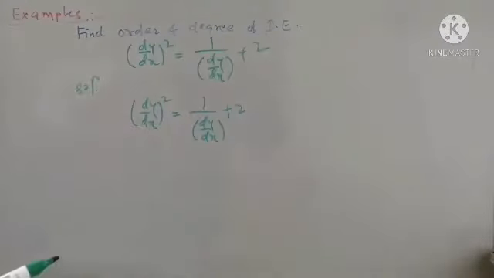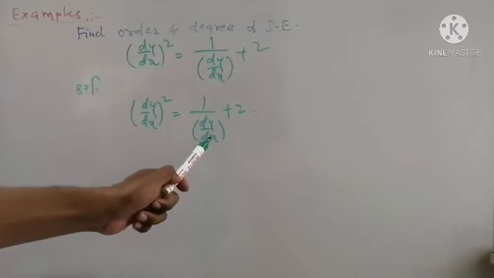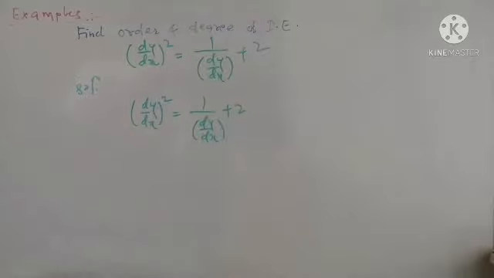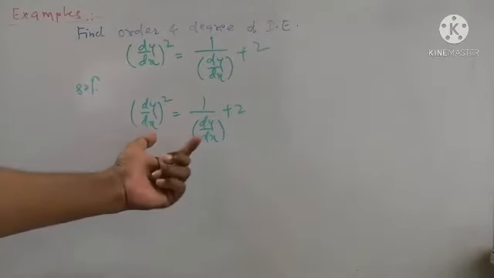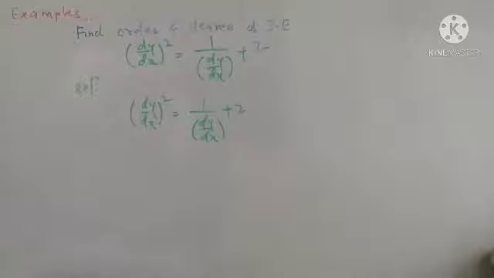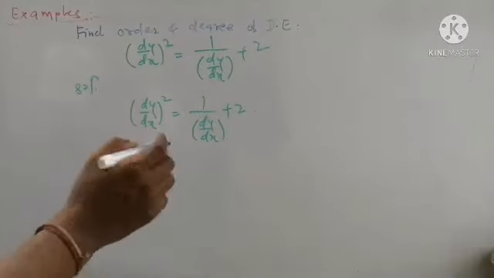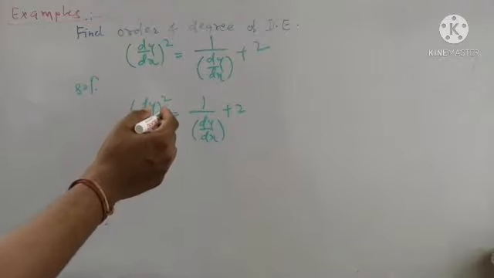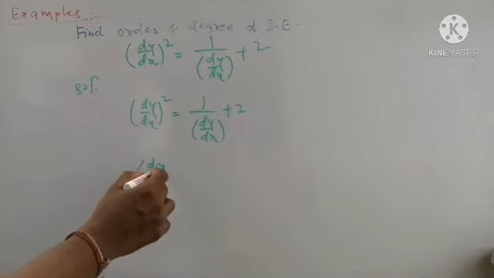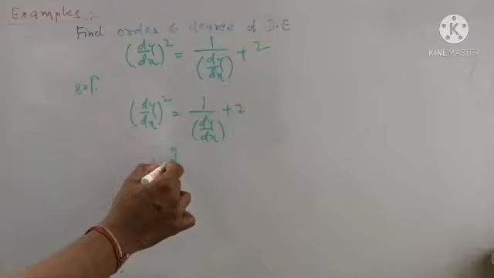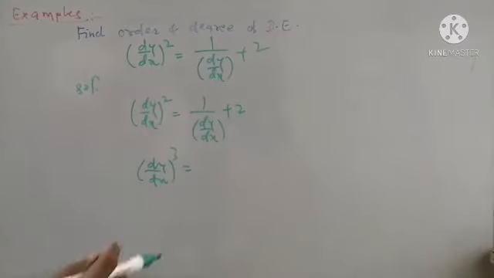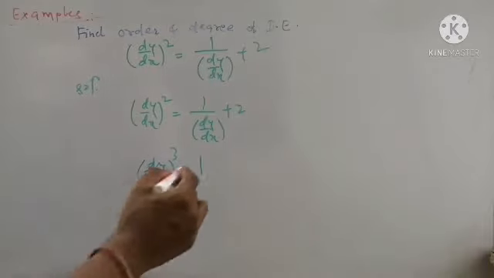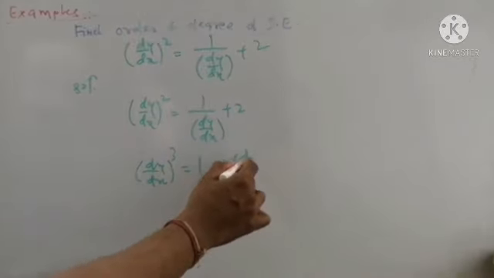In this example also you can observe that the operator term is in the denominator, so we have to take it to the numerator. For simplifying, we multiply the whole expression by dy by dx. On the left hand side, multiplying (dy by dx) square by dy by dx, we get (dy by dx) raised to 3. On the right hand side, as there is an addition, we multiply the first term and get 1, as the denominator gets cancelled with dy by dx, and in the second term we get 2 into dy by dx.